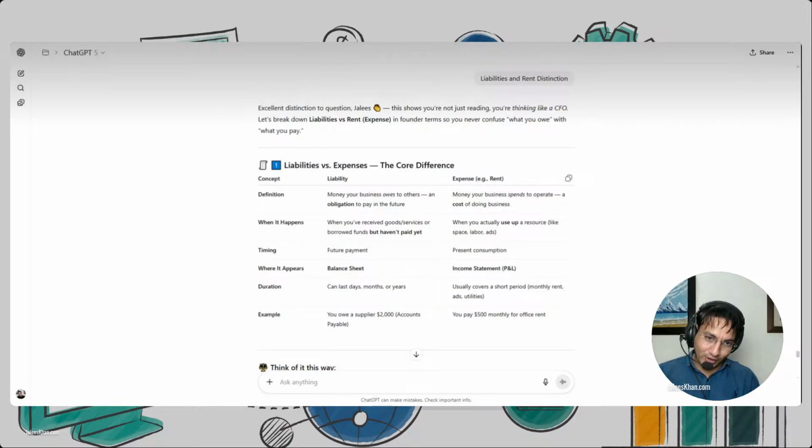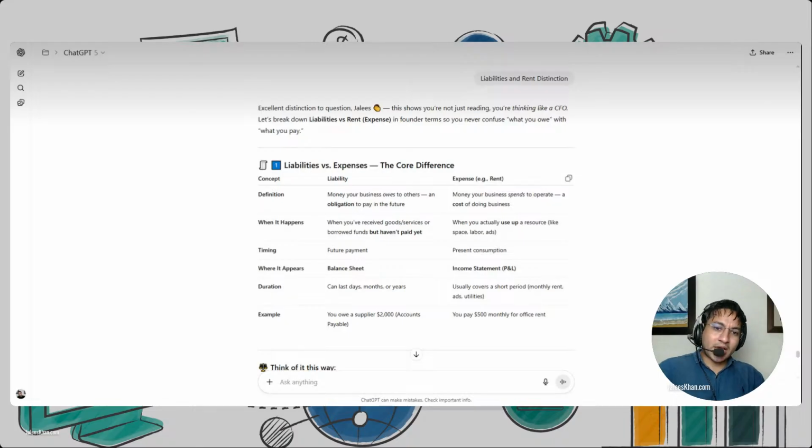What happens when you receive goods or borrowed funds you haven't paid yet, versus when you actually use up a resource like space and labor? So when you receive goods, such as if I get that copy and I tell the supplier, okay, I am going to keep it in my store, and when it gets paid, then I will pay you. So it becomes a liability for me.